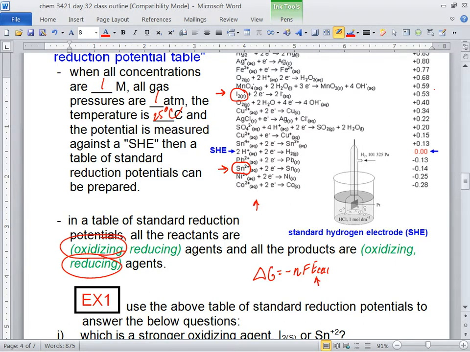So you look at iodine, it's positive 0.53. Tin is negative 0.14. And remember, somebody said the more positive the E cell is, the more negative delta G is. So the more spontaneous, the stronger. So which one is a stronger oxidizing agent? Iodine.